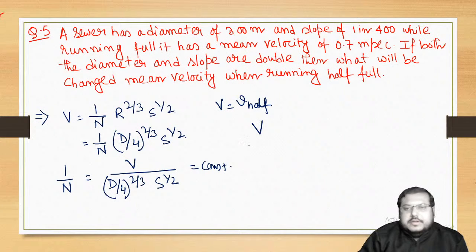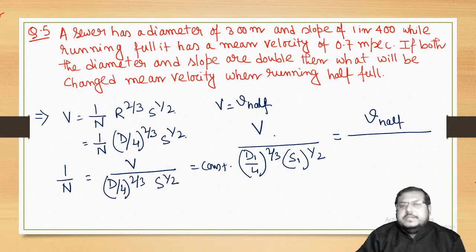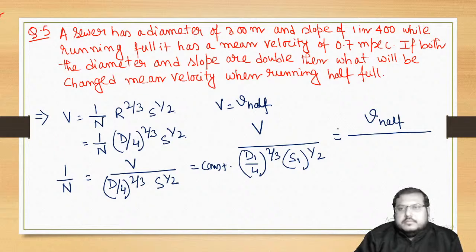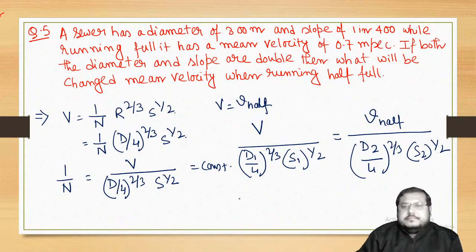So V is equal to D1 by 4 to the power 2 by 3, S1 to the power half, for small v half. We can only do it because these velocities are the same, V full and V half. That's why we can go for this constant scenario, D2 by 4 to the power 2 by 3, S2 to the power half. We need to find out V half.